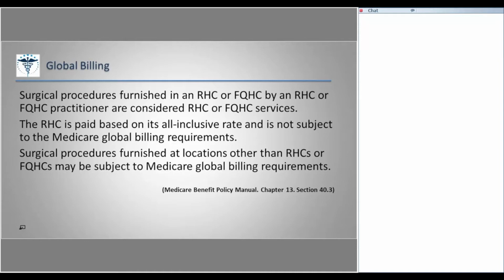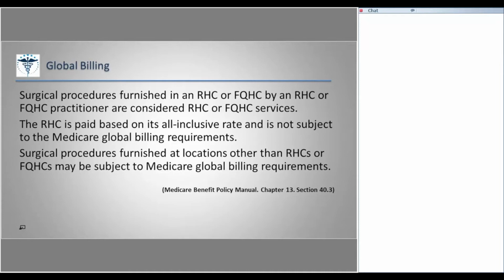Now, if our surgical procedure originated at the hospital where there is a global billing period, for example, we've had a hernia surgery at the hospital, and we're seeing the patient back here in the rural health clinic, that follow-up visit follows that patient. So wherever the service originated is what determines the global billing period. That's very confusing, I know. Where the service originated determines the global billing period.